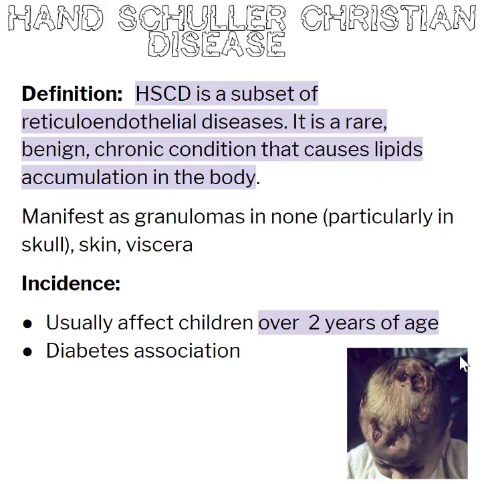Hand-Schüller-Christian disease causes these lipids to accumulate all over the body. So we can see it accumulating in bone, particularly the skull. We'll see it in the skin and then in the viscera, particularly the spleen. So as I had mentioned before, these patients are typically over the age of 2 when they are diagnosed, and they actually have a high association with diabetes. You can see in the picture here a child who has those lesions in the skull due to excessive fat being collected within the skull bone.